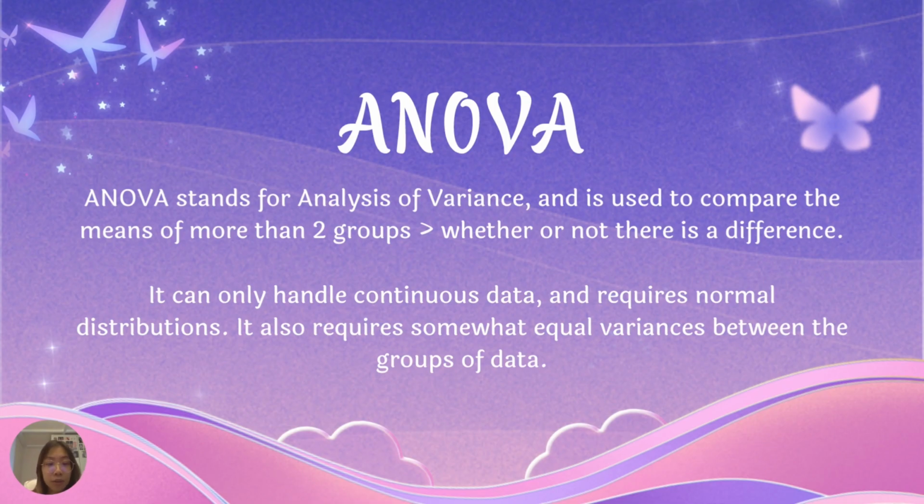The next test we're going to do is an ANOVA test. ANOVA stands for analysis of variance and is used to compare the means of more than two groups and to see whether or not there is a difference between those means. It can only handle continuous data and requires normal distributions. It also requires somewhat equal variances between the groups of data.